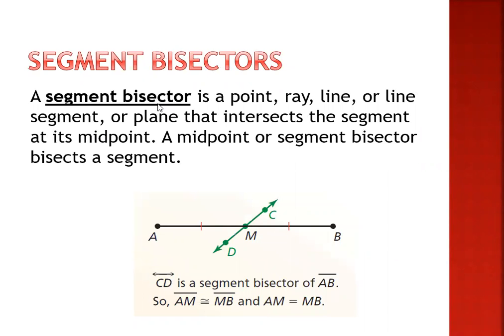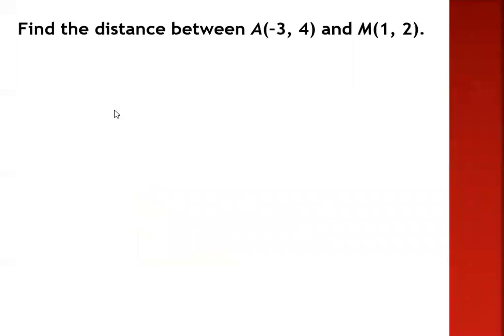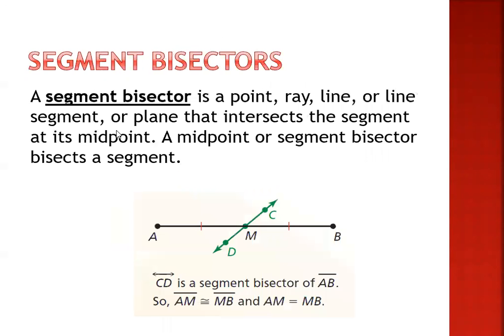Segment bisector. A segment bisector is a point, ray, line, line segment, or plane that intersects the segment at its midpoint. So this is the line AB, and we have a midpoint M. The segment bisector could be a point, a ray, a line segment, or a plane, which will come and divide the line into 2 equal parts.